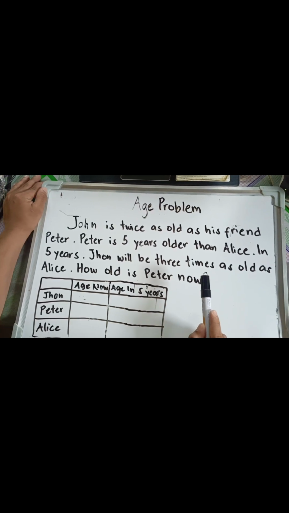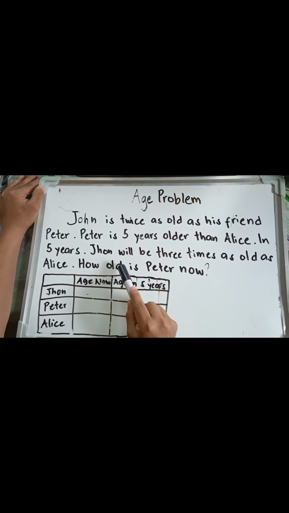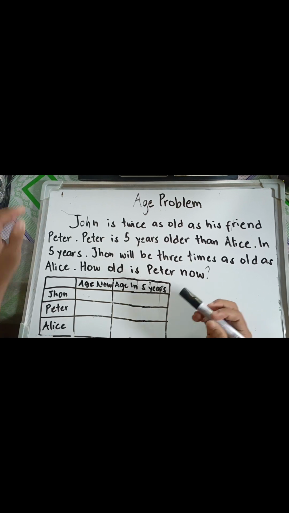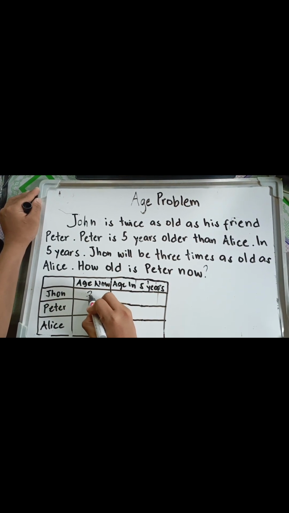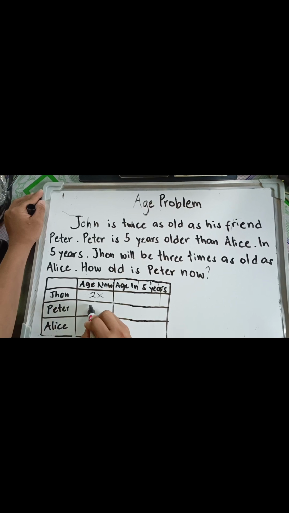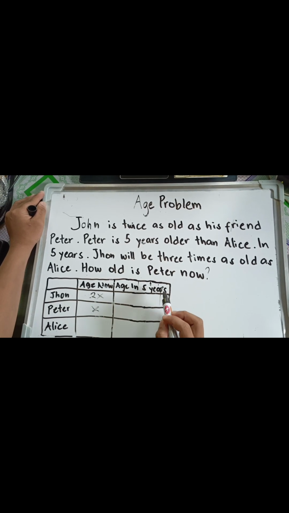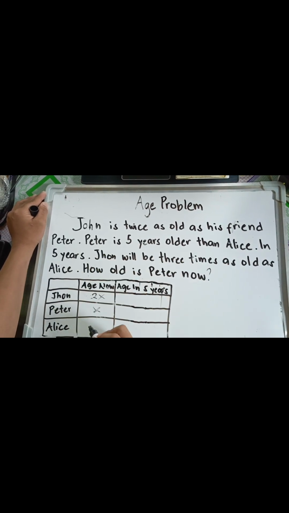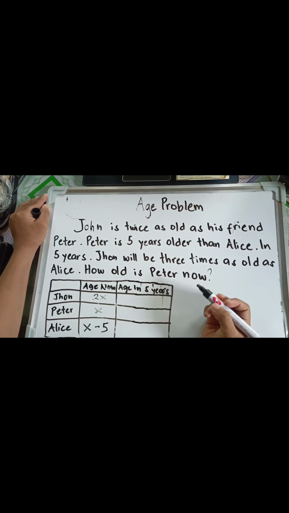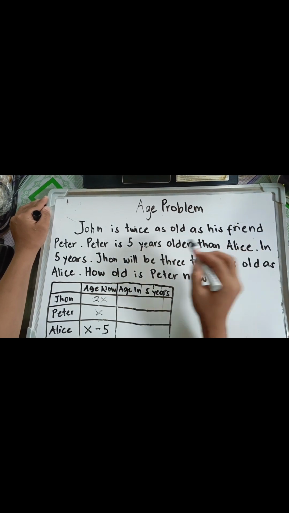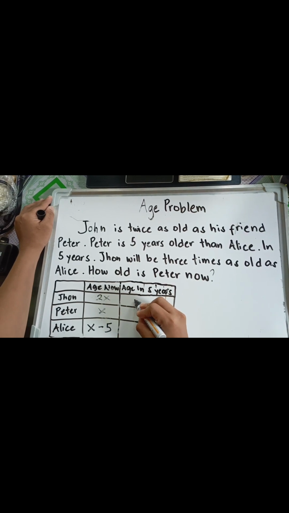So we are going to find the age of Peter now. If John is twice as old as his friend, we put here 2x and x for Peter. Peter is 5 years older than Alice, so we put here x minus 5. So we put John, Peter and Alice at plus 5.